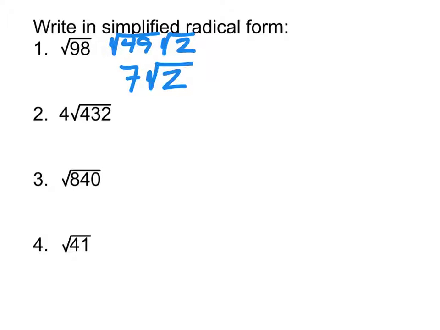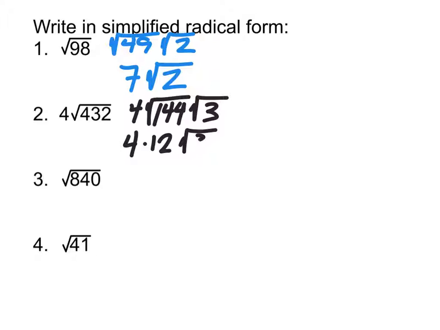Okay, then on to number 2. With number 2, that 4 out front stays out front. And then I start looking for the biggest perfect square again that goes into 432. And as I work my way down the list, I actually find a nice big one. 144 goes into 432 3 times. And so then the square root of 144 is 12. Root 3 is just root 3. We don't know what that is. And so we do the 4 times the 12, which gives me 48 root 3. There's your final answer for number 2.